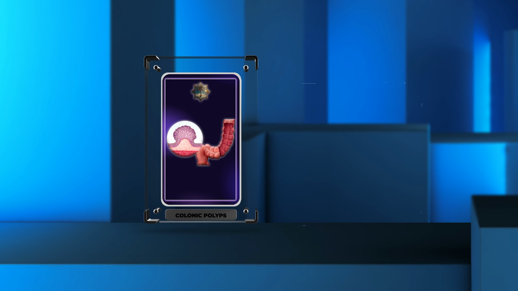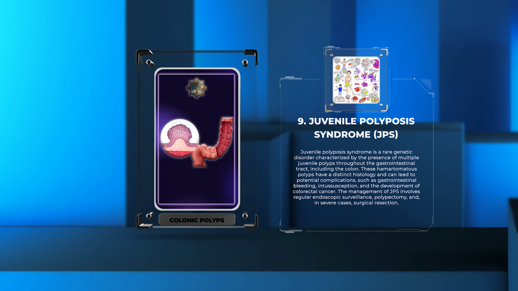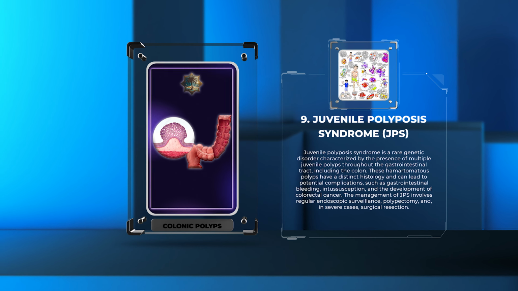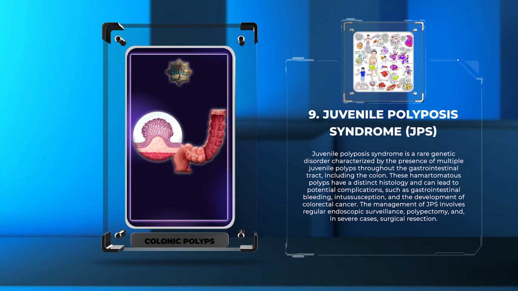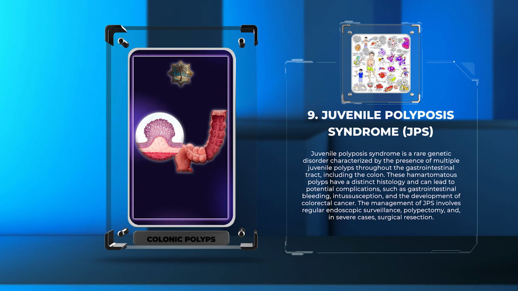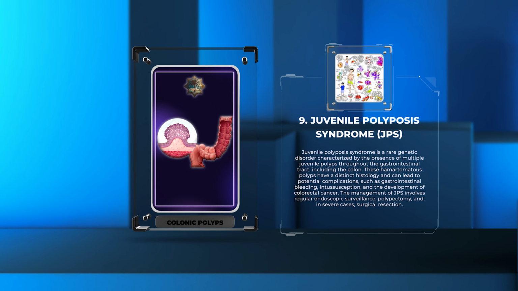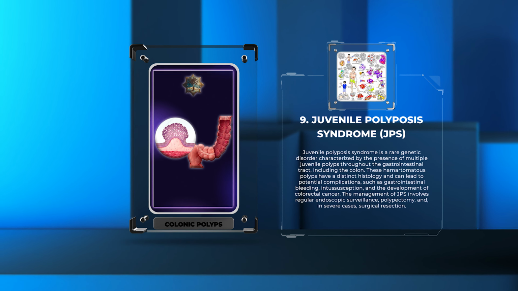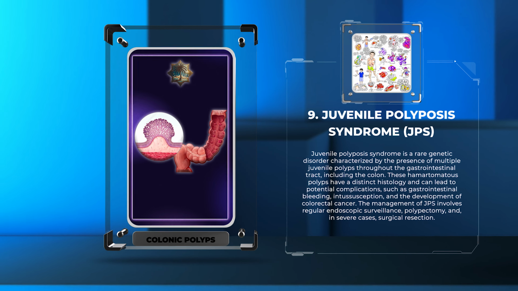Juvenile polyposis syndrome is a rare genetic disorder characterized by the presence of multiple juvenile polyps throughout the gastrointestinal tract, including the colon. These hamartomatous polyps have a distinct histology and can lead to potential complications, such as gastrointestinal bleeding, intussusception, and the development of colorectal cancer. The management of JPS involves regular endoscopic surveillance, polypectomy, and, in severe cases, surgical resection.